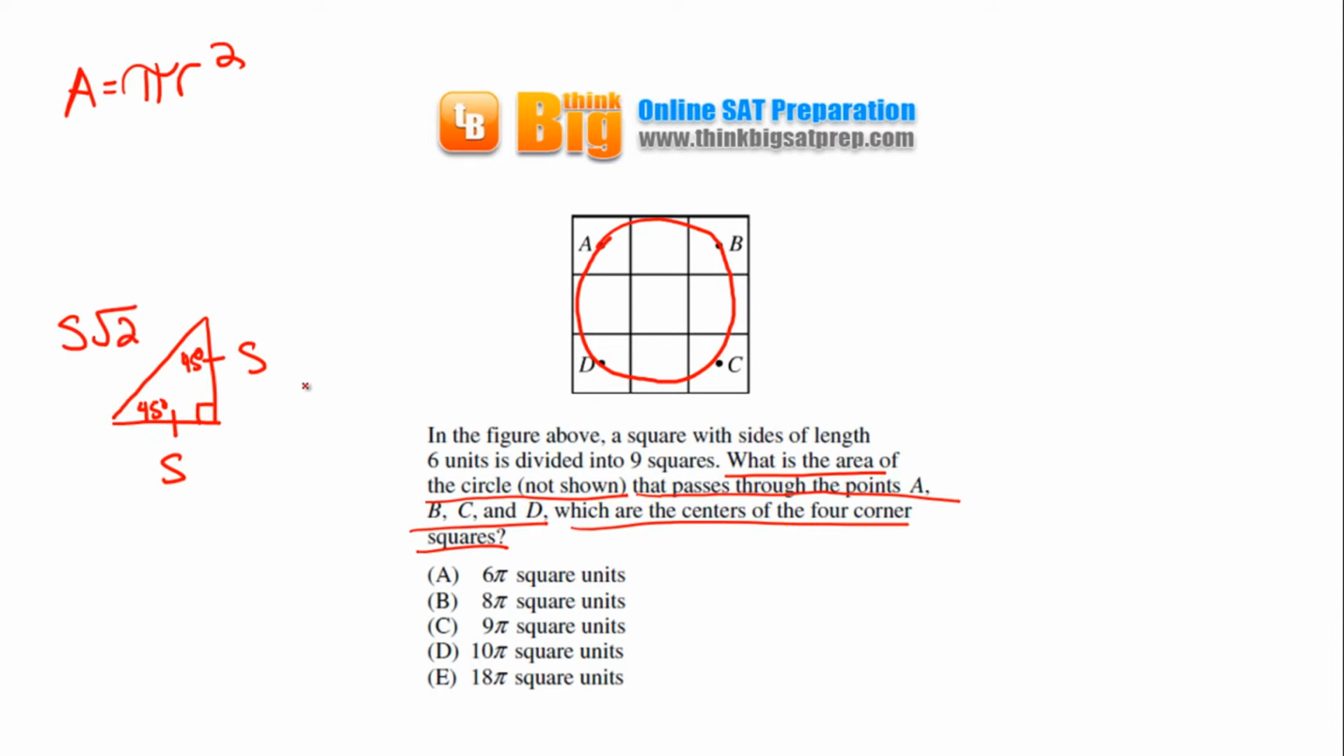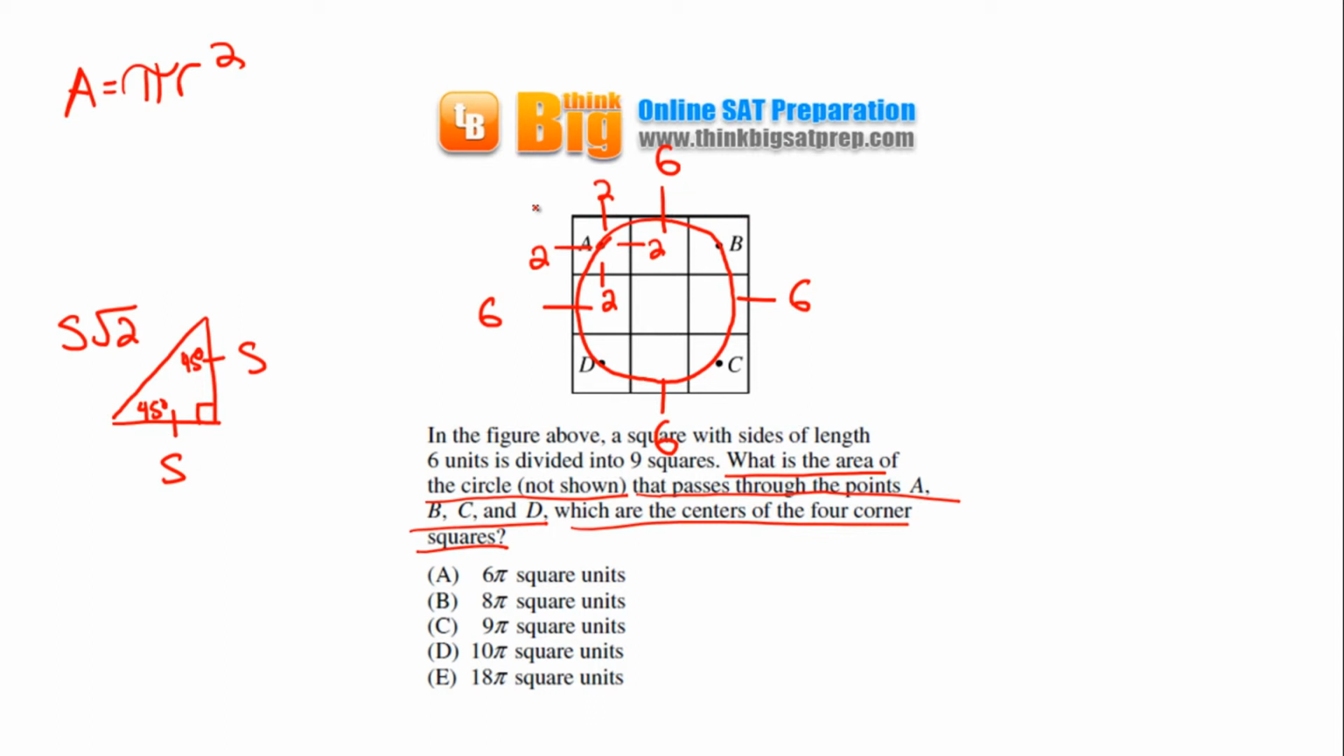Okay, now we're going to mark up the figure with information in the problem. In the figure above, a square, equal sides, with sides of length 6 units, 6, 6, 6, and 6, is divided into 9 squares. 1, 2, 3, 4, 5, 6, 7, 8, 9 squares with sides of length 2, because 2 plus 2 plus 2 is 6.